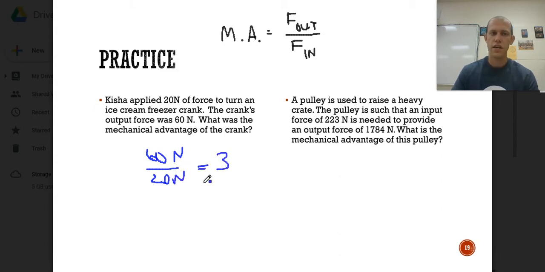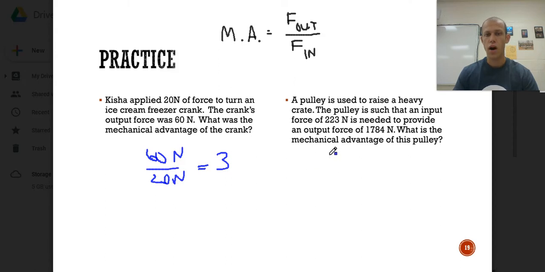So the force that you're getting out is 3 times as much as you put in, because you only put in 20. A pulley is used to raise a heavy crate. The pulley is such that an input force of 223 newtons is needed to provide an output force of 1,784 newtons. What is the mechanical advantage of this pulley?